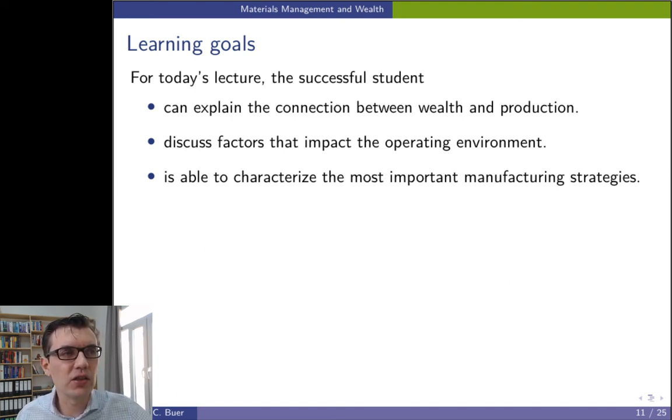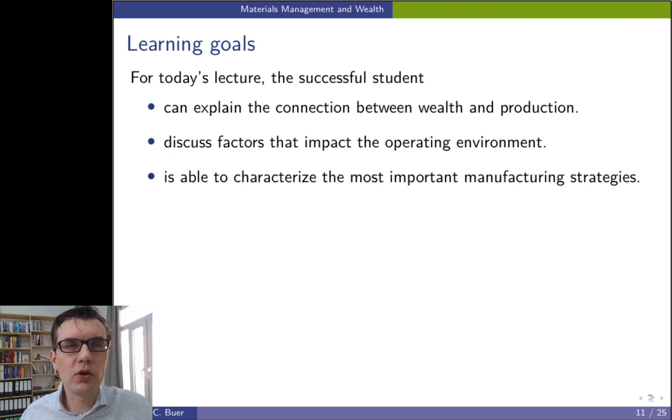And for today's lecture, the successful student should be able to explain the connection between wealth and production. Explaining means you can tell a person that is not involved in this area about this connection between wealth and production, and then this person is able to understand this. So it does not mean just memorizing some facts and presenting these facts to a foreigner. It means that this person really understands the concepts.